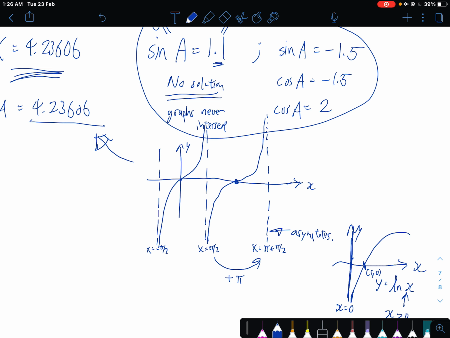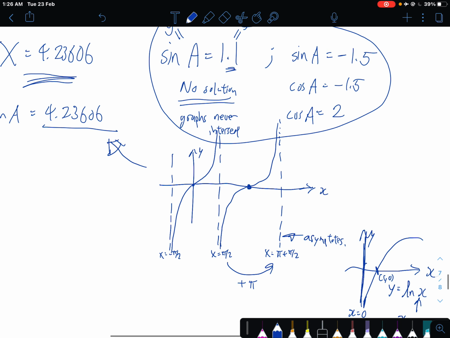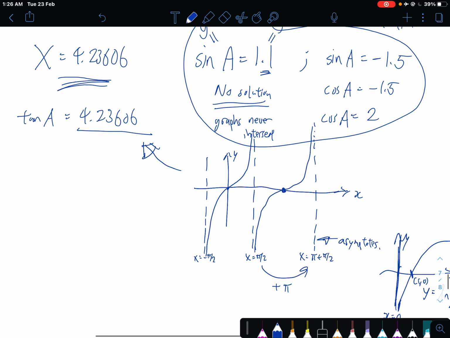But in this case, notice that the asymptote is not the main point. The main point is that this curve goes down all the way, which means that it covers every possible value. If you try to draw this one, you can interpret it as y equals tan A, y equals 4.236. Then y equals tan A means you draw this yellow highlighted curve, and y equals 4.23 means you draw a horizontal line, y equals 4.23. Then you try and find an intersection.